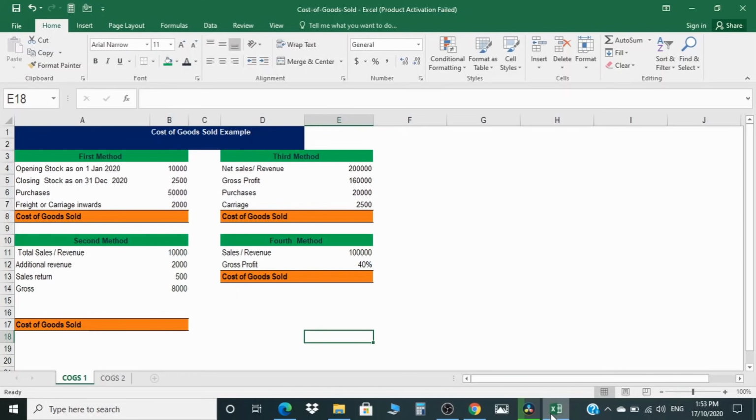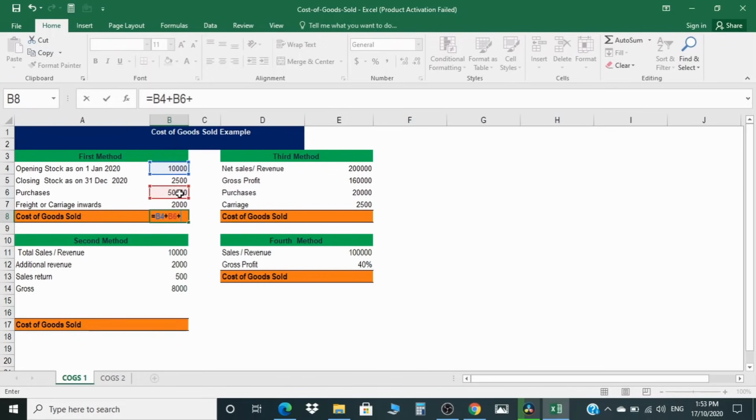So I have four scenarios, for example, so you can play around and work out the cost of goods sold in the different methods. So we will go by the first. We have an opening stock as on 31st Jan 2020, and we have a closing stock. We have purchases and freight and carriage inwards. So how do we do that? This is the formula: opening stock plus purchases plus all the direct expenses like freight and carriage inwards, minus closing stock. So here, 59,500 is your cost of goods sold.